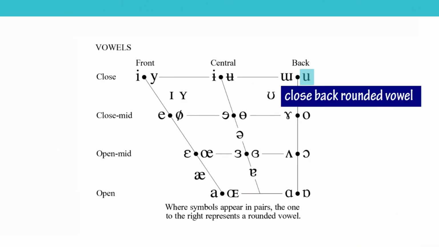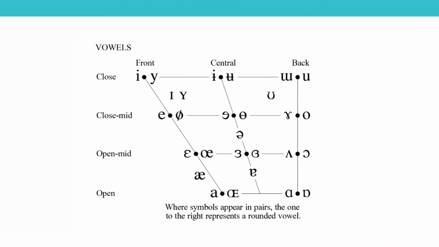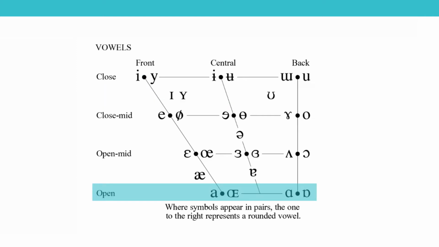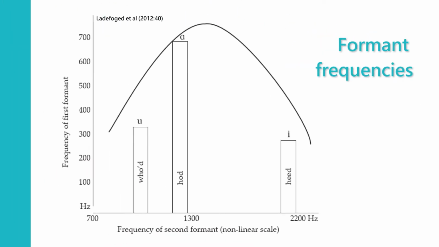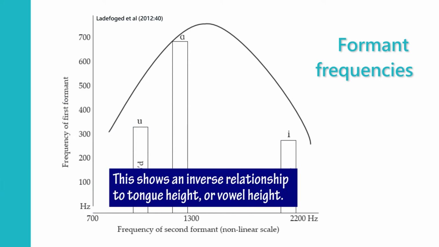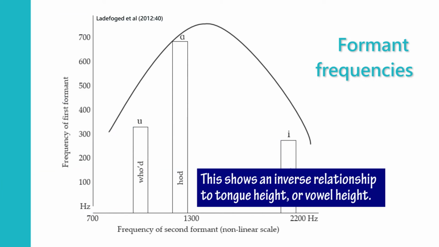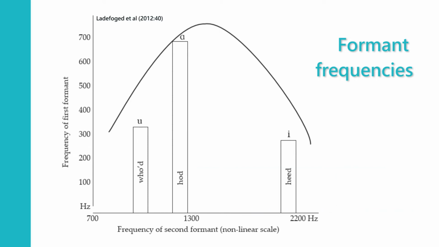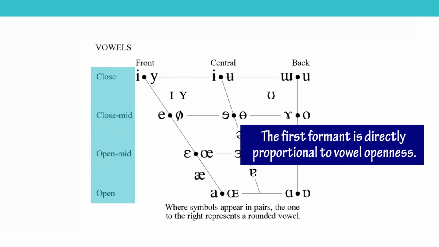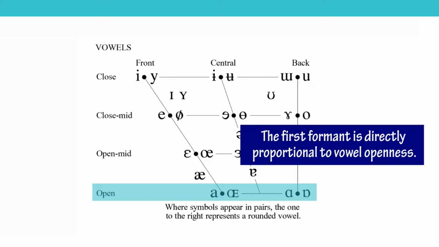Although the vowel U is a back vowel and it's rounded, and the vowel E is a front vowel and it's unrounded, they both have the same height. So they're both high vowels. And you see that they both have a low 1st formant frequency, which means that the 1st formant has an inverse or opposite relationship to tongue height or vowel height. In other words, the higher the vowel, the lower the formant. However, expressed in terms of openness, instead of high and low, you have open and close. You could say they have a direct relationship.